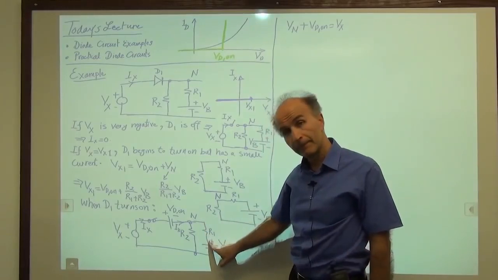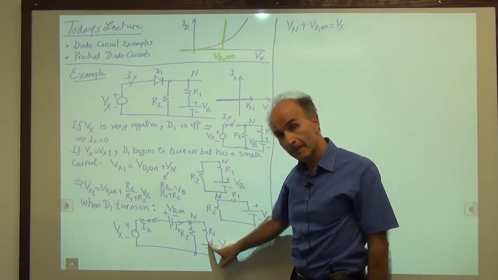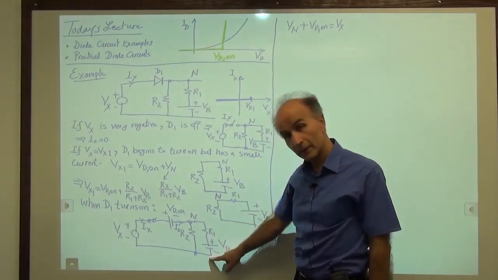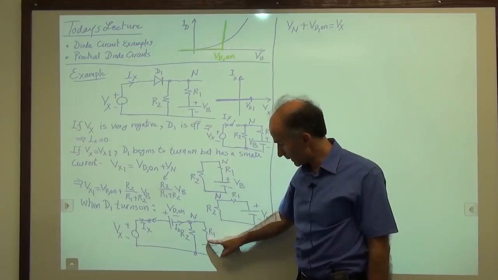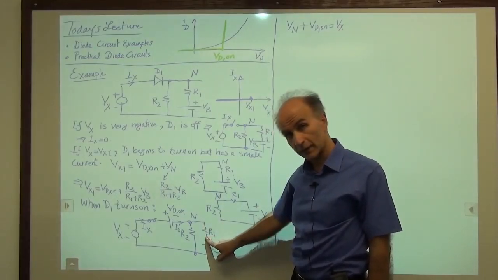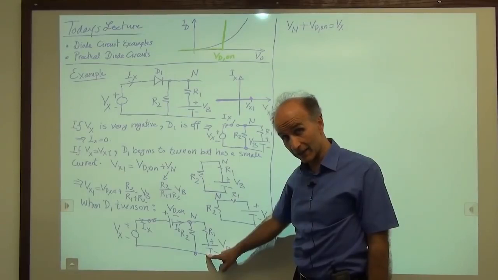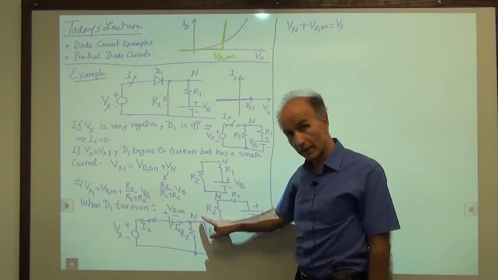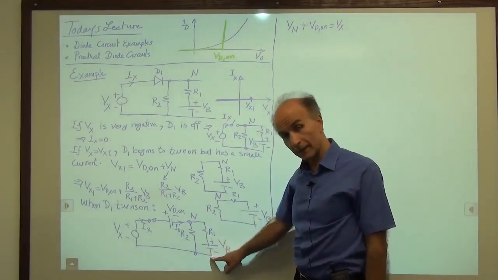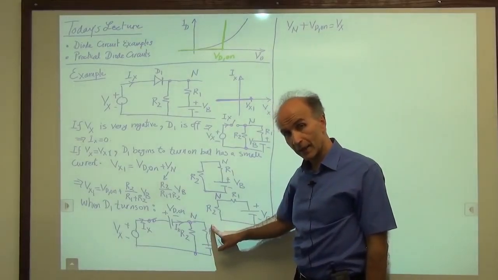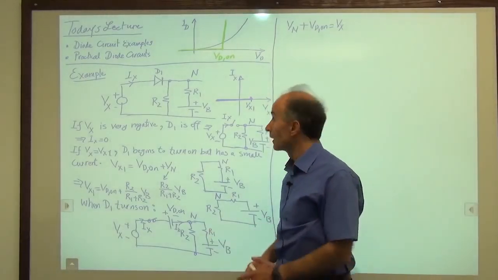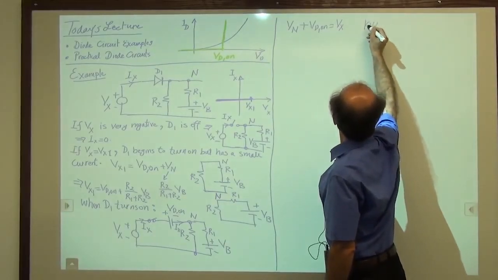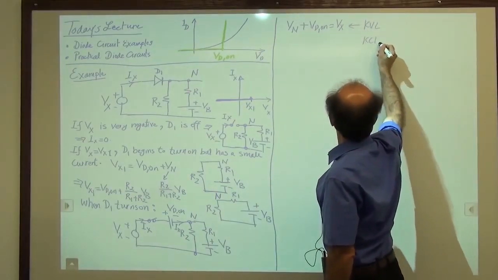How about this current? Well, this current can be found as this voltage minus this voltage divided by R1. This voltage is Vn. This voltage is Vb. So the voltage across R1 is Vn minus Vb, and divided by R1 is the current through R1. So I wrote the KVL. So that's a KVL. I will also write a KCL.